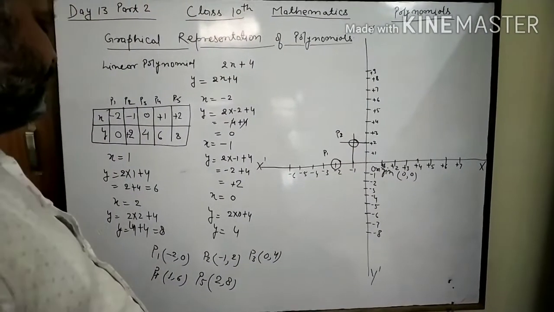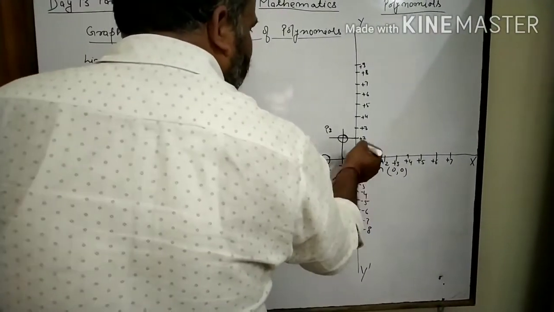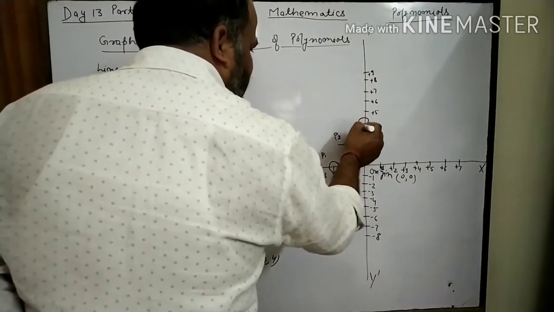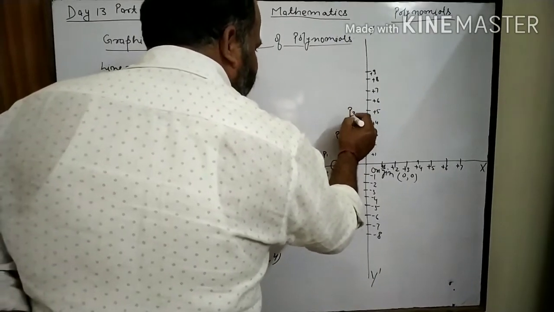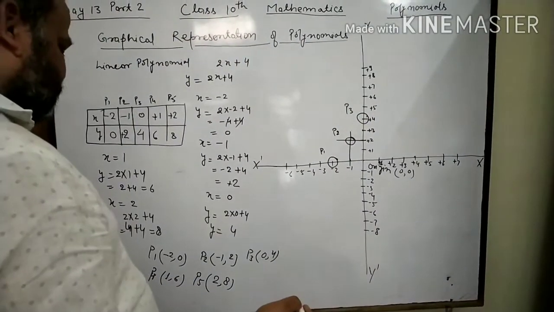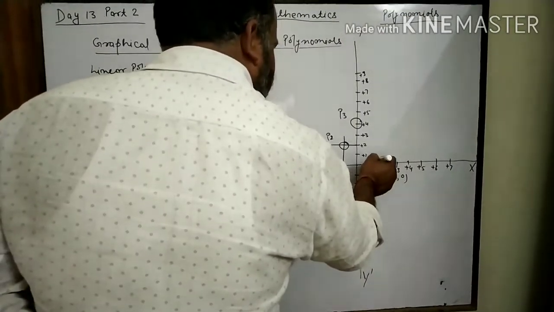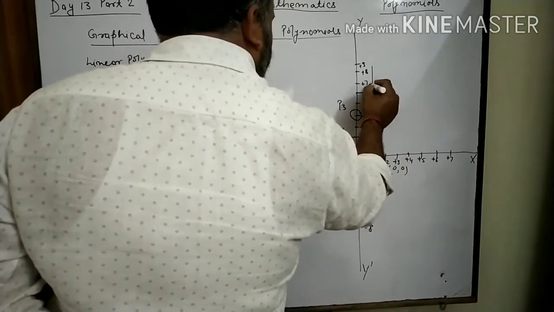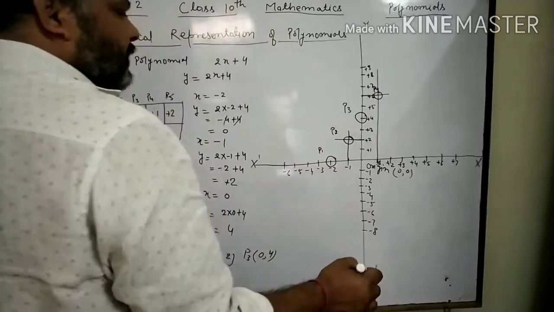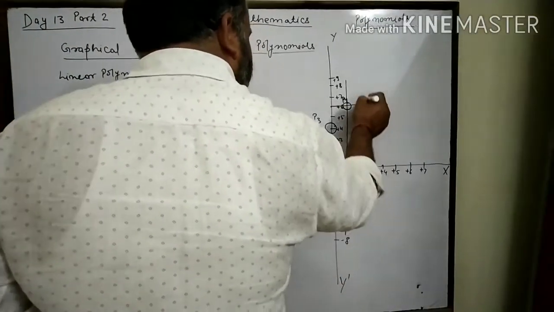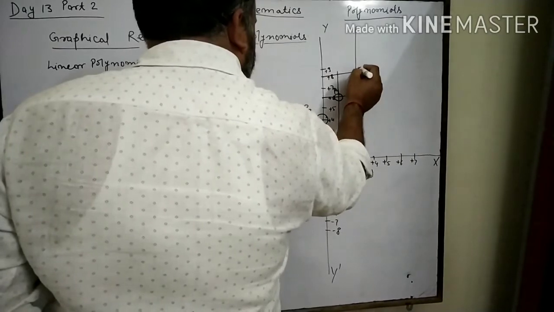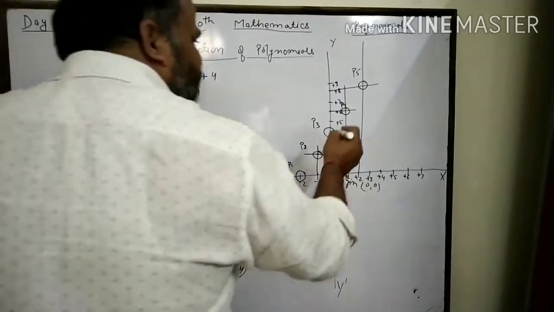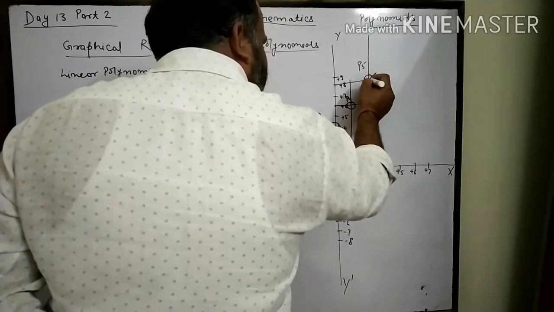Then after that, P3 is 0, 4. Here x is 0 and y is 4 on the y axis. Then this point is P3. In the same way P4 is 1, 6. This point is 1 and this is 6. It is P4. And then P5, sorry, it is 2, 8. It is P5. Then after that you can join all the circled points.